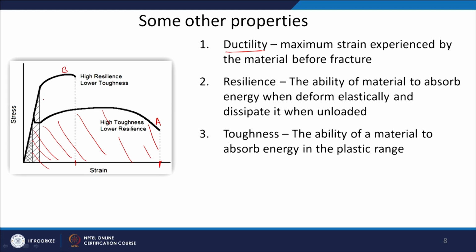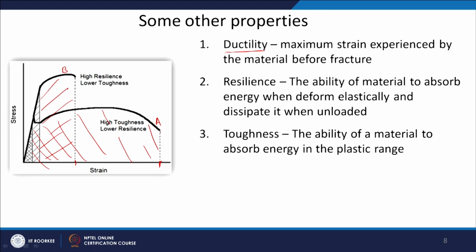Similarly, in case of material B, this much will be the area under the curve where the plastic deformation is there. So, this much will be the toughness of material B. Now, you can see it is the area which we are comparing. In this case, strength is more, but ductility is less. In this case, strength is less, ductility is more. So, it depends upon the area, how much area it is covering.